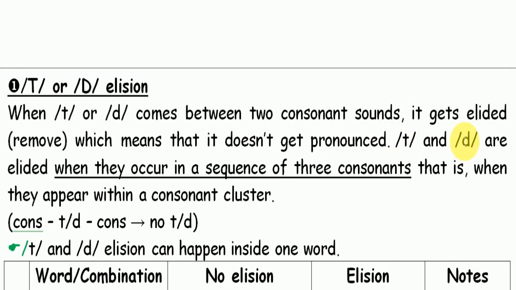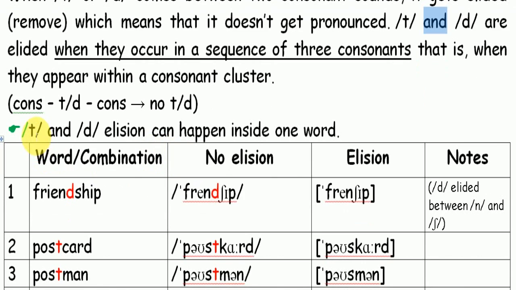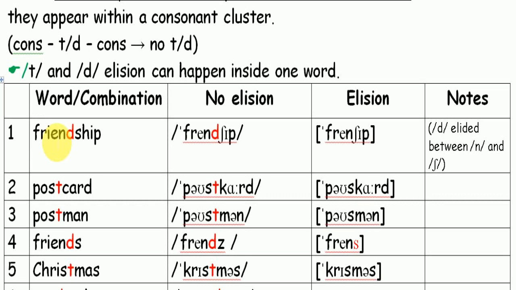T and D are elided when they occur in a sequence of three consonants. That is, when they appear within a consonant cluster. Here, consonant plus T or D, followed by a consonant, no T or D. T and D elision can happen inside one word. Here I'm going to read the words with elision.